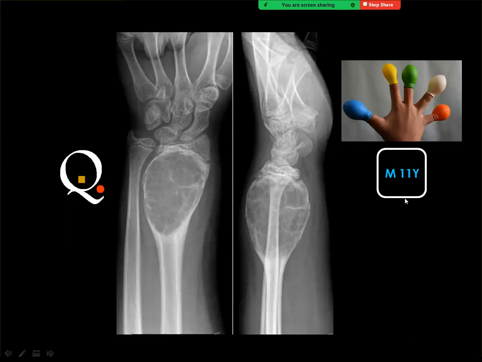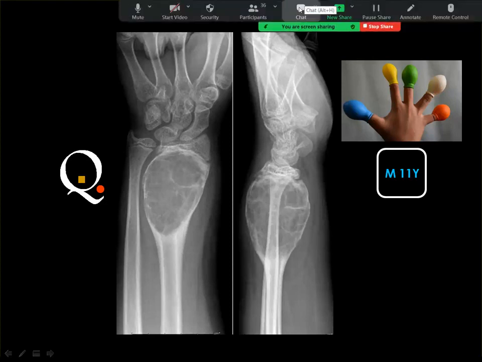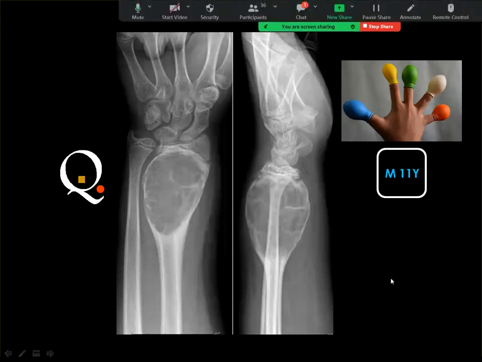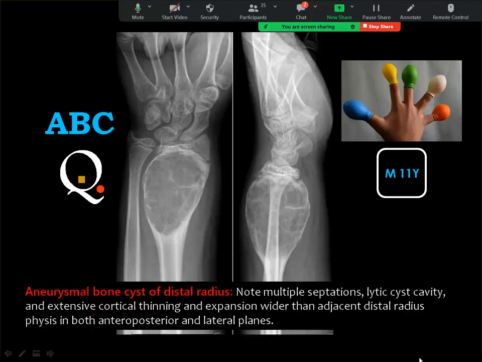Next case is a child, 11 years old, with a lesion in the radius. Yes, and this is an ABC, or aneurysmal bone cyst, which is very similar to a finger in a balloon, meaning that the transition zone between the lesion and the normal bone is very narrow. And this is not seen in simple bone cyst, for example, but is well evident in aneurysmal bone cysts.